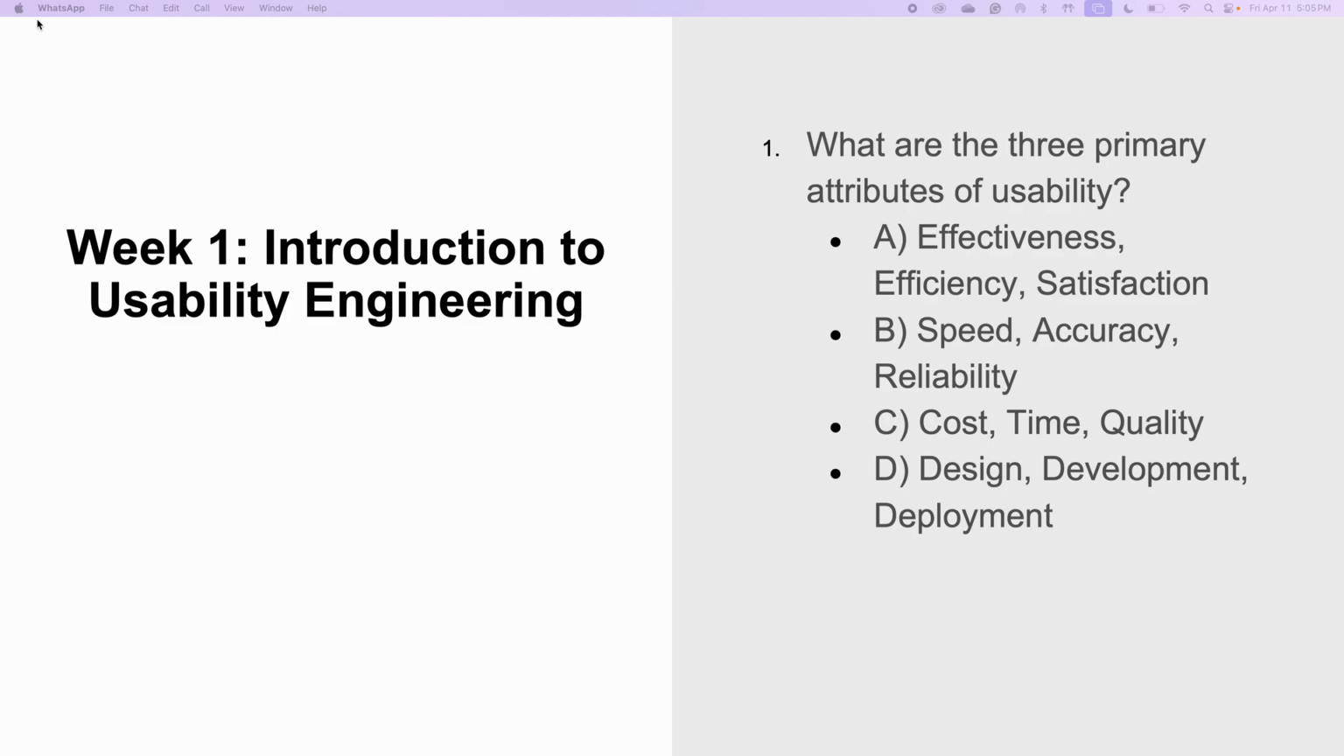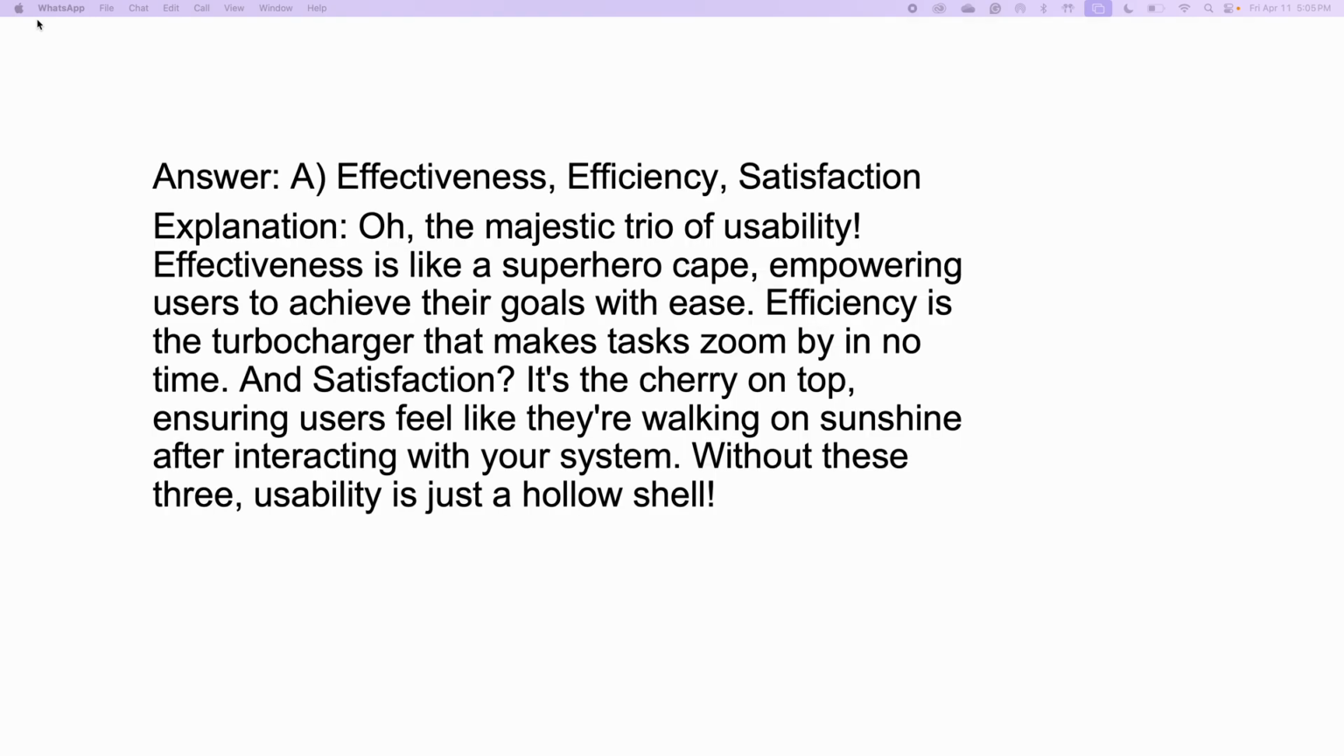And design, development. So option D are stages of the software life cycle, not attributes of usability. A bit like confusing the journey with the destination. Okay, and now you can also see the right answer in the explanation part on your screen. So yeah, here you can go.